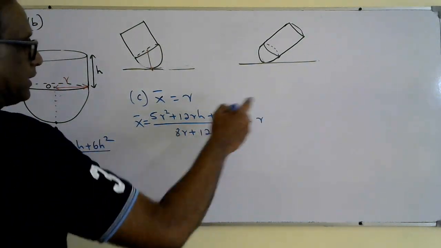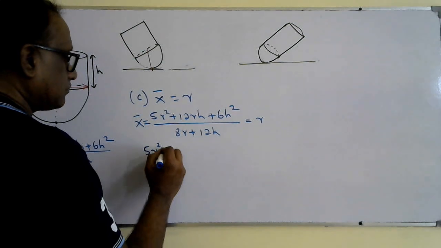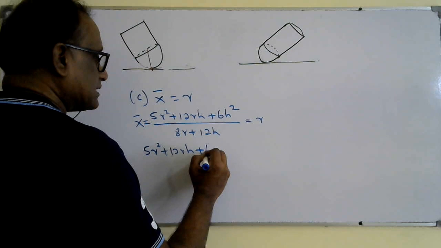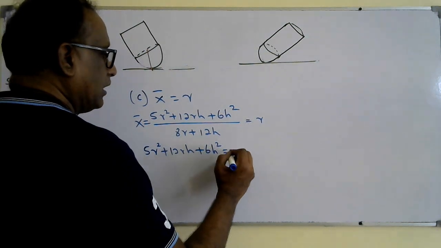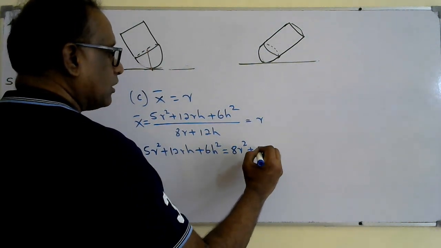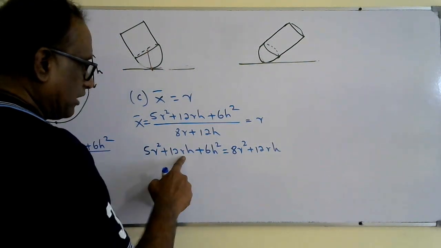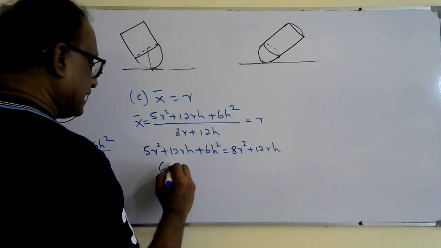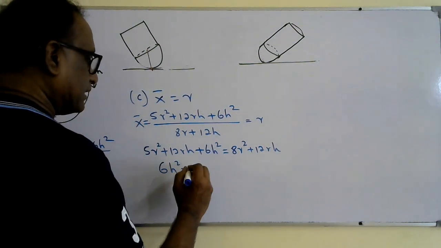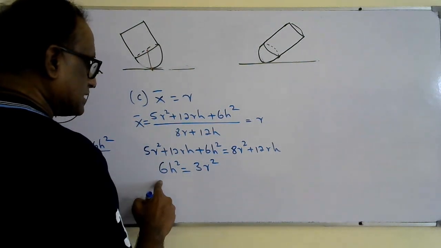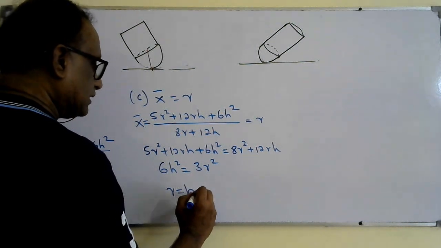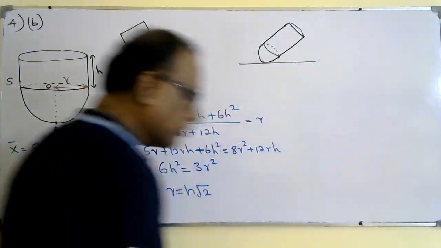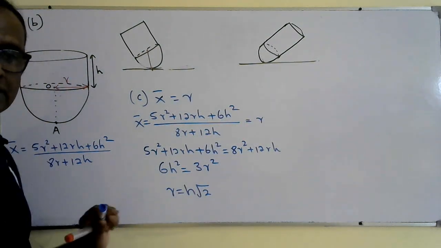Okay, solve it. Cross multiply: 5R squared plus 12RH plus 6H squared is equal to 8R squared plus 12RH. So 12RH will get cancelled. Taking 5R squared across, 8R squared minus 5R squared is 3R squared. So 6H squared equals 3R squared, so R squared equals 2H squared, so R is going to be H root 2. The question is to find R in terms of H, means R equals H root 2. That's the final answer.